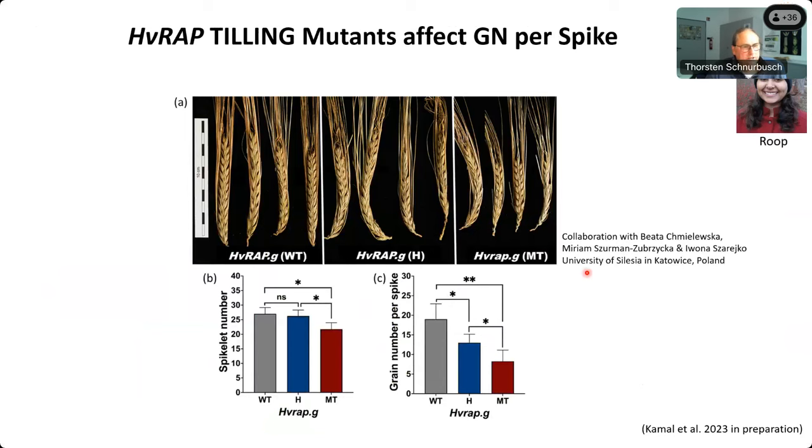But we were not only checking for the effects on chlorophylls in the mutants of RAP. We were also obviously interested in whether it really affects the grain number per spike. And as you can see here very clearly, it actually does. So we have here different families of the RAPG allele, and we have the wild type allele, the heterozygous, and the mutant allele. And very clearly in this family of the RAPG mutants, we see a grain number effect, suggesting that certain alleles of this RAP are really important for determining the extent of spike PTD in barley.